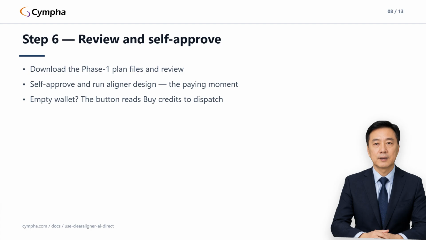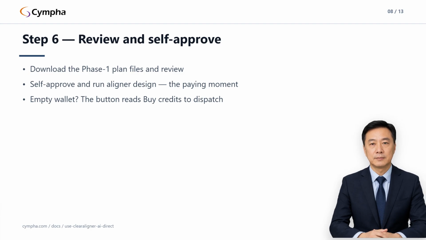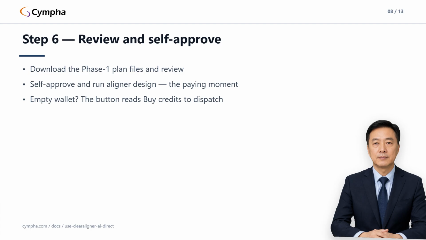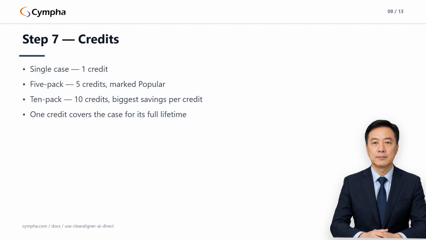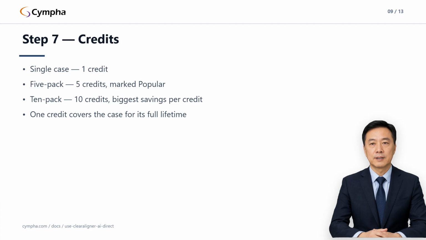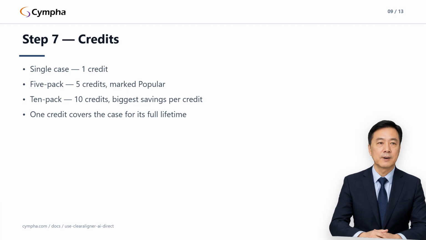The backend checks your credit balance. And if the wallet is empty, the button is replaced by Buy Credits to Dispatch, which links to the credits page. That's not an error. It's the flow telling you the one thing standing between this plan and a dispatched appliance design is a credit. The credits page at app.cympha.com offers 3 packages: a single case at 1 credit, a 5-pack, which carries the popular badge, and a 10-pack with the biggest savings per credit. Prices are shown on each card. Click Buy, complete the secure checkout, and you're redirected back with the credits in your wallet immediately.